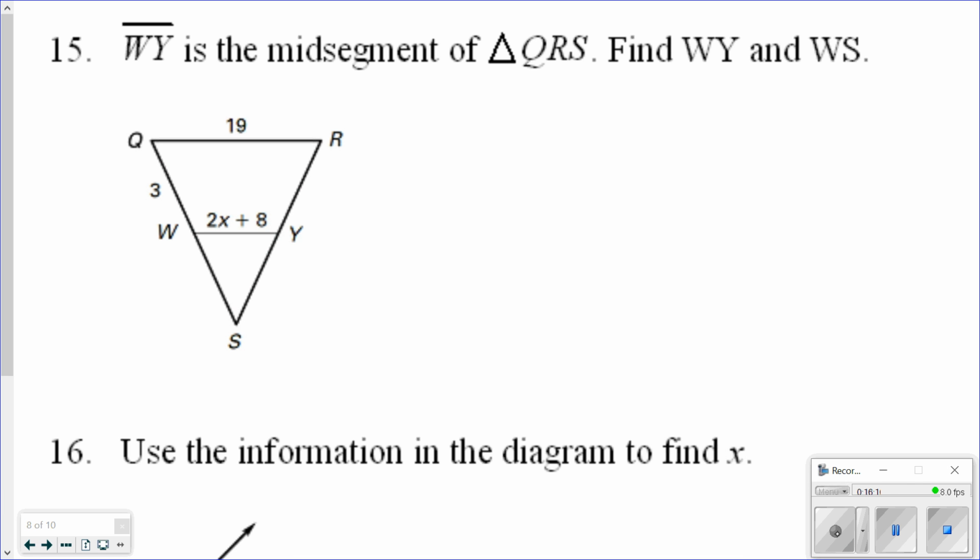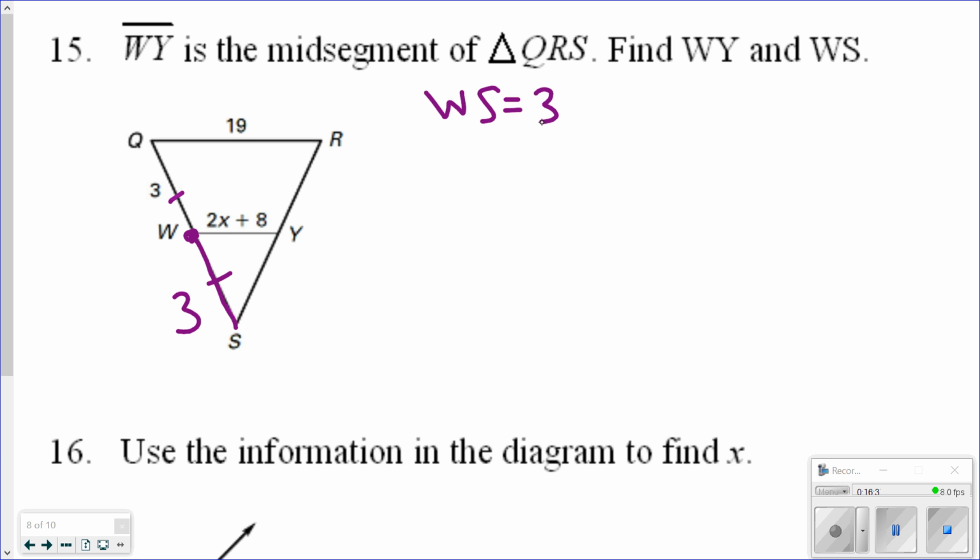WY is a midsegment of triangle QRS. Find WY and WS. All right, well, WS is right here, and we can easily find that because we know these are the same. So WS would have to equal 3. And I will also write that here. WS is equal to 3.